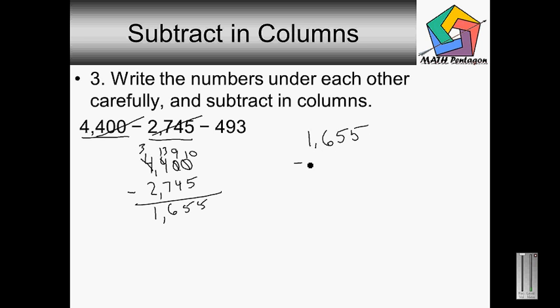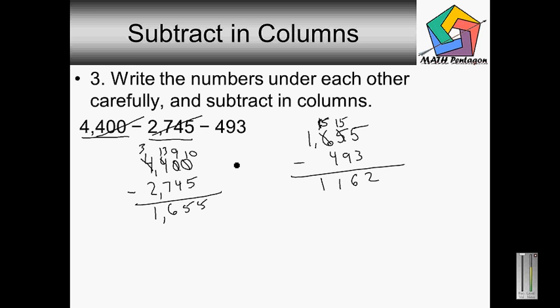Now these numbers are done with, so I have 1,655 minus 493. So now I subtract. 5 minus 3 is 2. Borrow from 5 and make it 15 minus 9, which is 6. And then I borrow from 6, makes that a 15. So 15 minus 4 is going to give me, it's not 15, it's 5. I'm going to borrow from 6 and make that into a 5. So 5 minus 4 is 1. And 1 minus 0 is 1.